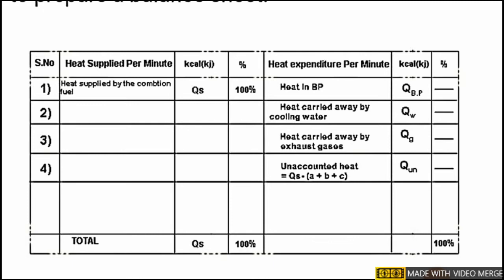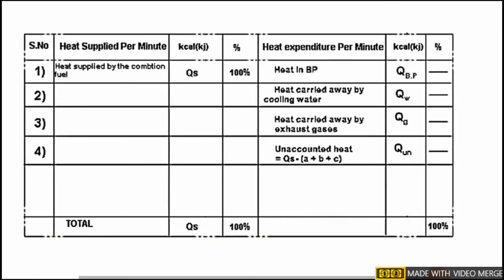Similarly, heat carried away by exhaust gases, Qg. For this also we have a formula. The formula is Me into Cpe into delta T. Me is nothing but the mass of exhaust gas, into Cp, the specific heat of gas or air, into the temperature difference of the gas, the inlet temperature and outlet temperature of the gas.